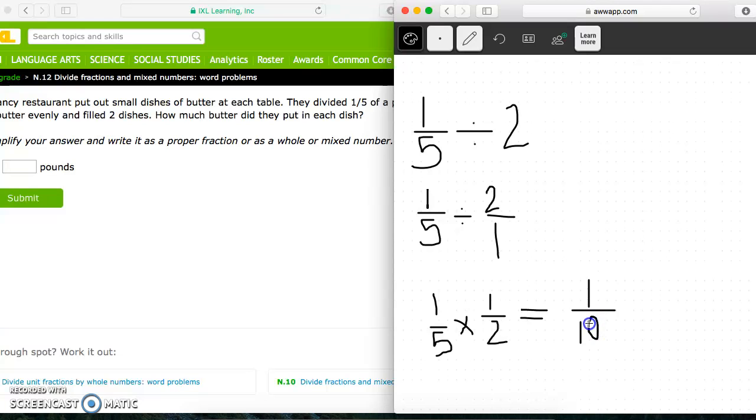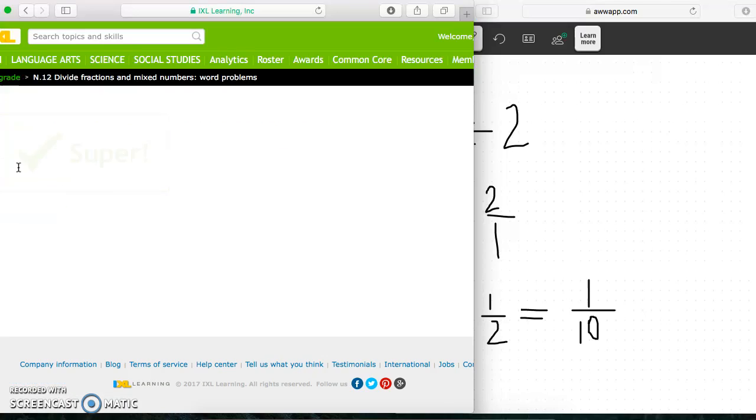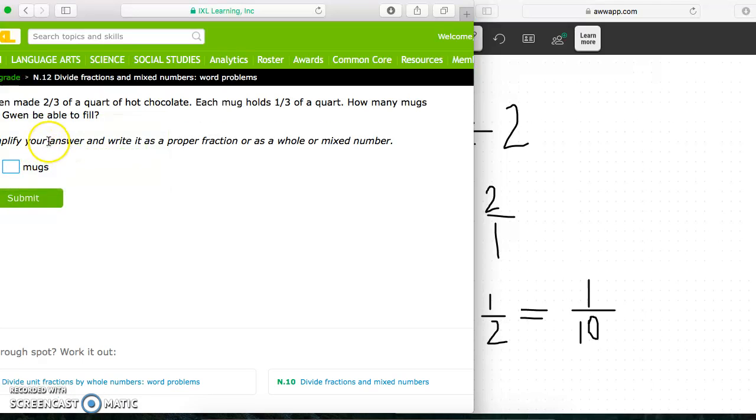Again, I want to think to myself, does this answer make sense? If they started with 1/5 and then they split it, the amount that they have in each dish is going to be less than 1/5. And I know that 1/10 is less than 1/5. So this answer does make sense here. All right.